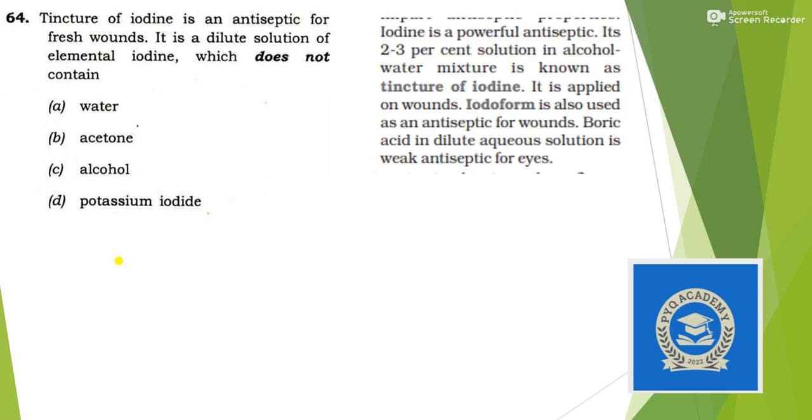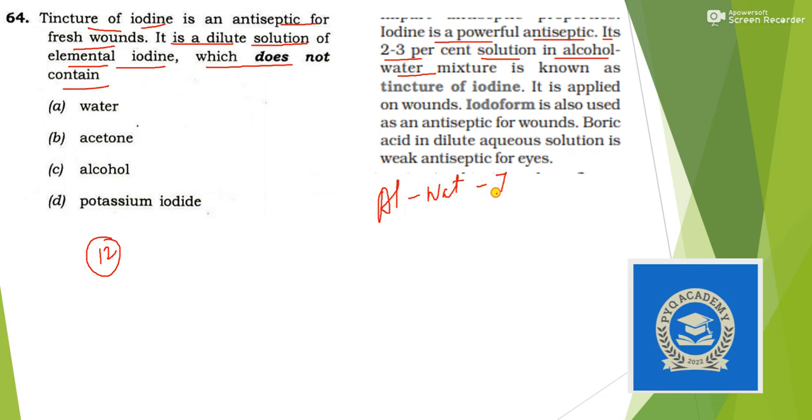Okay, next: tincture of iodine is an antiseptic for fresh wounds. It is a dilute solution of elemental iodine which does not contain. This is a question based on NCERT. Mention of tincture of iodine is there in class 12 chemistry, chapter named Chemistry in Everyday Life. It is written that iodine is a powerful antiseptic, its 2-3% solution in alcohol-water mixture. That means you mix alcohol, water and then iodine. This will become tincture of iodine.